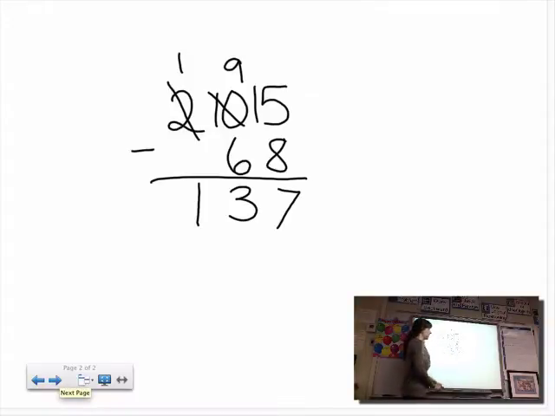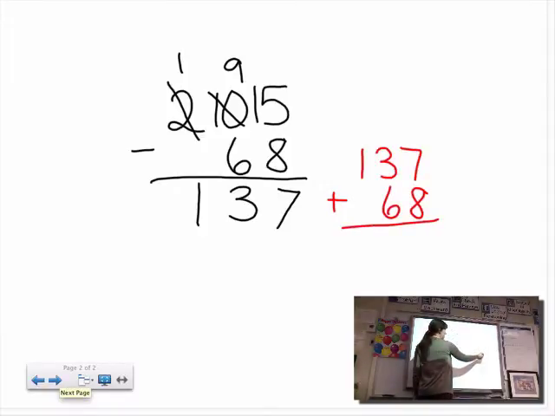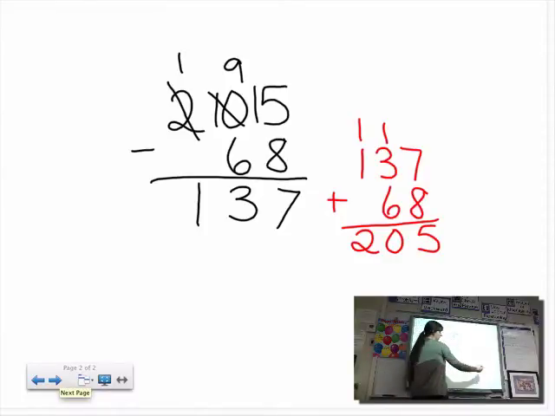Like always, I'm going to check my work to make sure that it's correct, because we can always use the fact that addition and subtraction are inverse operations to make sure that our answers are correct. I will then start from the bottom up. Seven plus 8 is 15. 1 plus 3 is 4. Plus 6 is 10. And 1 plus 1 is 2. 205 is the number that I started out with, so I know that my answer checks out.